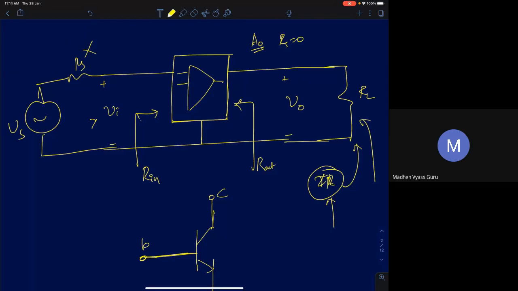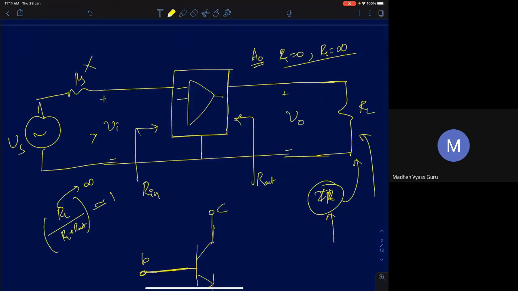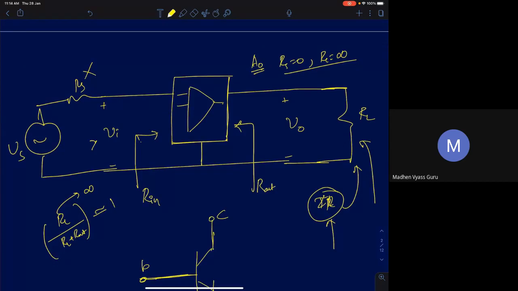Okay, and RL is infinity. So that's the maximum voltage gain you can deliver, because any finite RL is going to reduce the gain. If you remember, I said that the gain reduces by a factor of RL by RL plus Rout. If I make sure RL is infinity, then this term becomes equal to 1, which means there will be no loss of any voltage. So this is the maximum voltage gain attainable under these conditions.